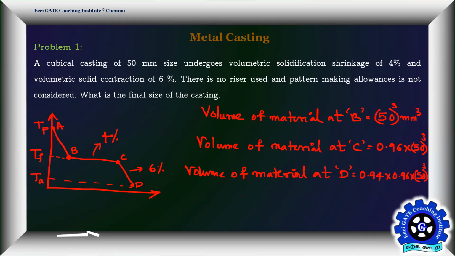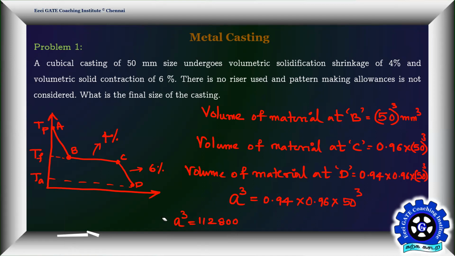Now let me write that A cube. I want to find out the final size of the casting. What is the size of the casting? A cube is equal to 0.94 into 0.96 into 50 cube. Can you tell me what is the value of A cube? 1 minute, sir. Please do that. It is 112800, mm cube.